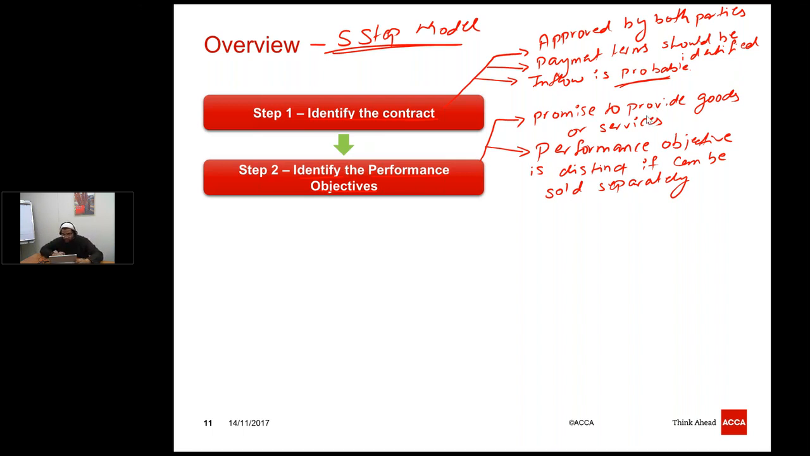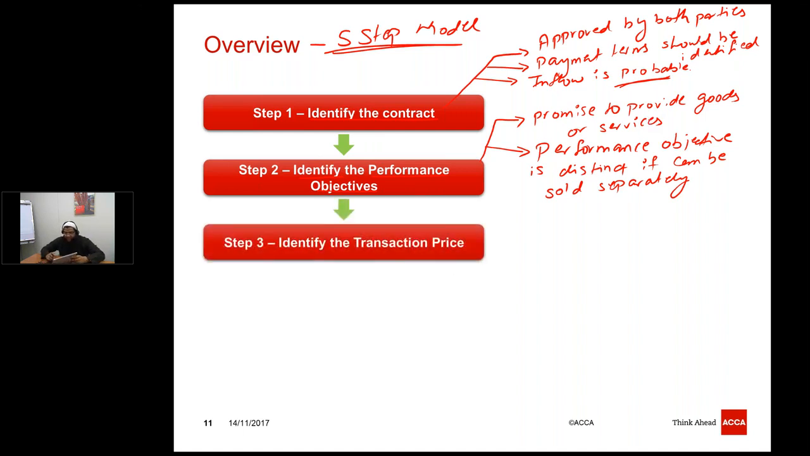Okay, now let's move on to step number 3. Step 3 is to identify the transaction price. What do we mean by identifying the transaction price? Transaction price is the amount that we expect to receive. This is the amount that we are going to receive. So if I'm selling you 5 pens, the amount that I'm going to receive is the transaction price.